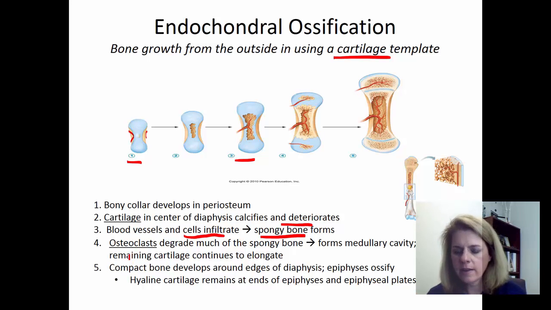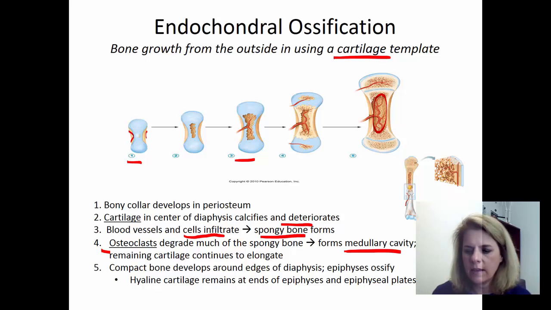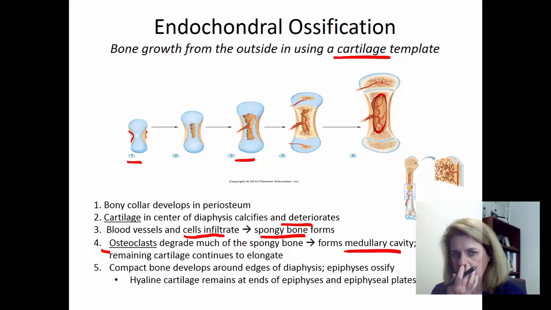Then the osteoclasts come in. It's like you build it, then you break it down. The osteoclasts come in, and they break down most of that spongy bone and actually leave a cavity. So that way you have an area for your bone marrow to form. So now the osteoclasts come in and make a big space for your bone marrow. And then the last thing you got to do is make the compact bone. So the last step, just like in the intramembranous, is to make the compact bone.